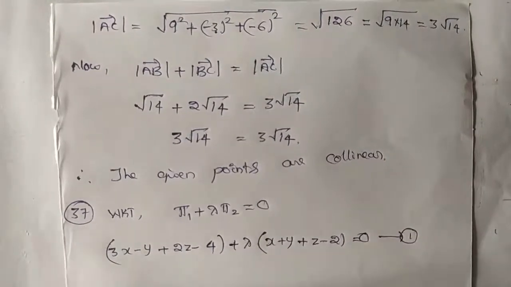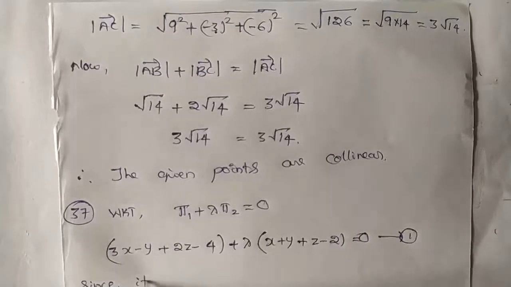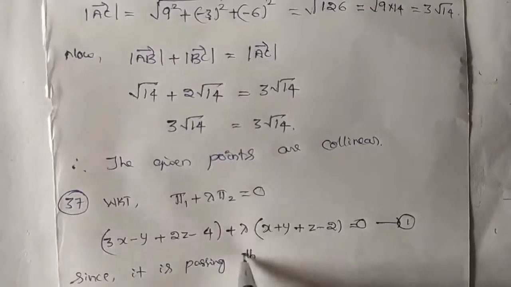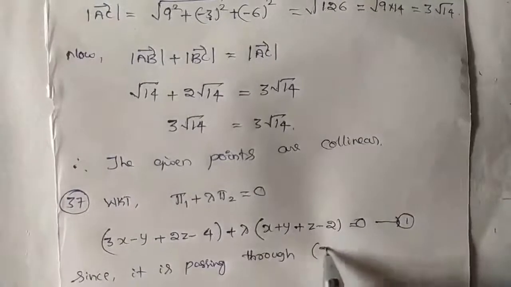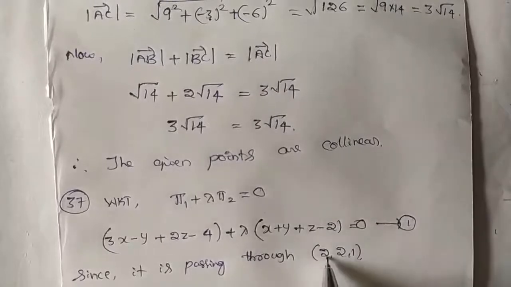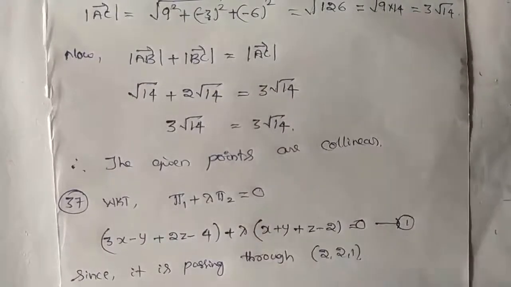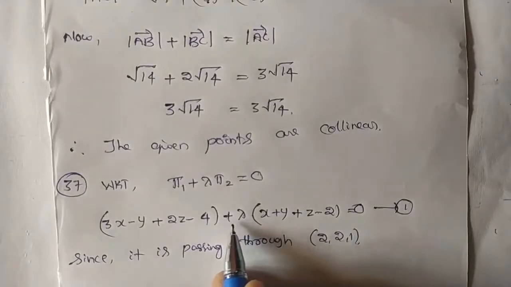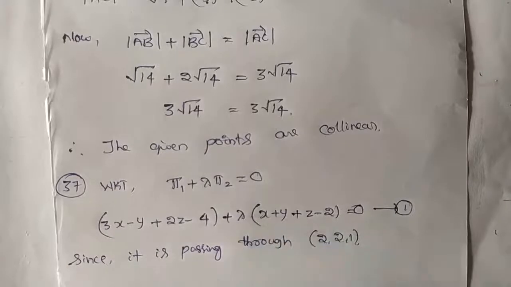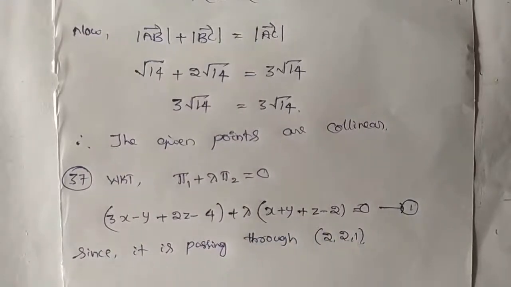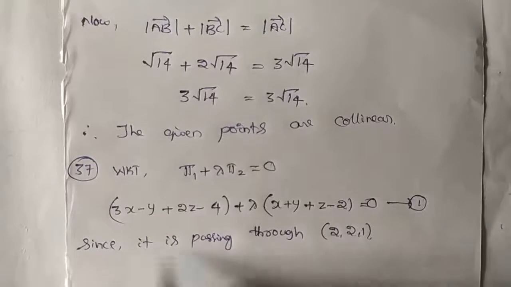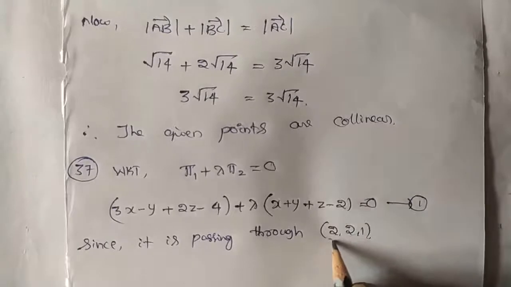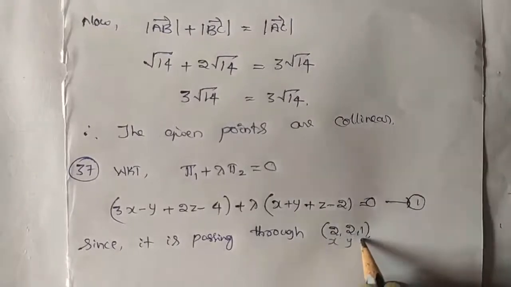Since this equation of a plane is passing through the point (2, 2, 1), substitute this point in equation 1. Finally we will get the value of lambda. After that we have to substitute that lambda value in equation 1, then that will be the required equation of the plane. Substitute (2, 2, 1) in equation number 1. In place of x, 2, in place of y, 2, in place of z, 1.